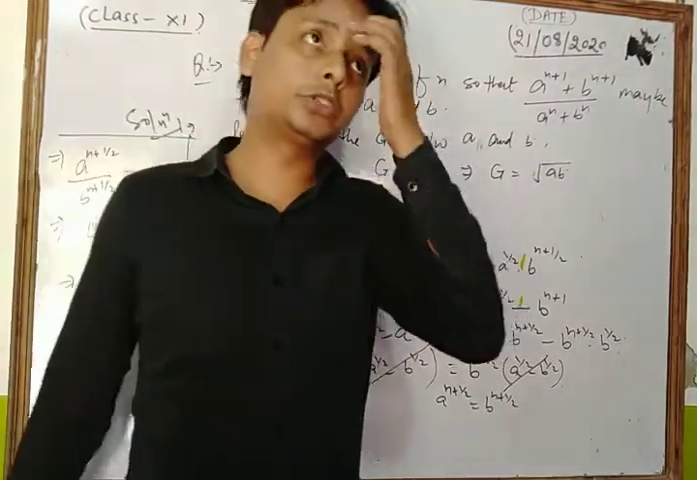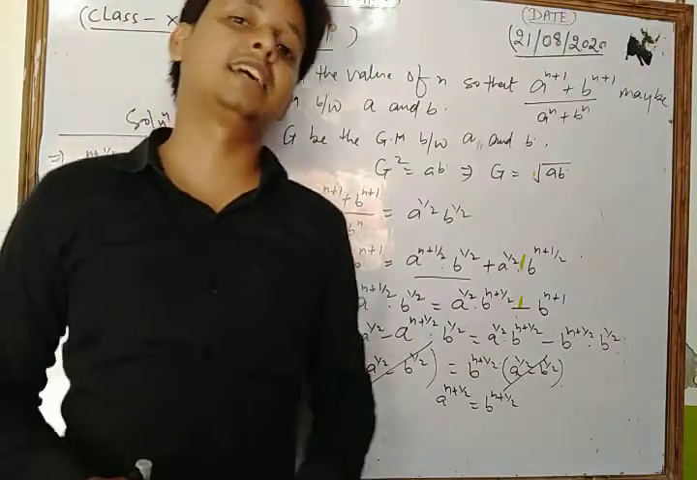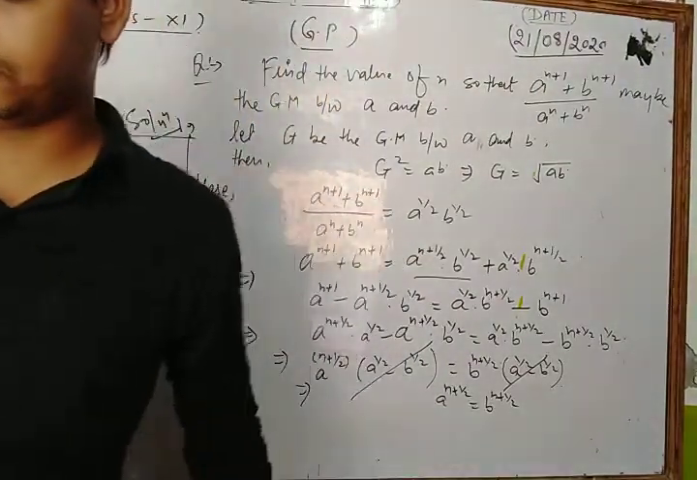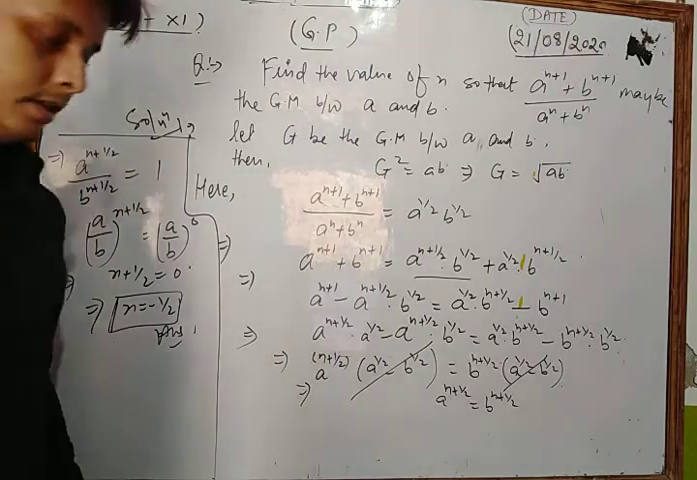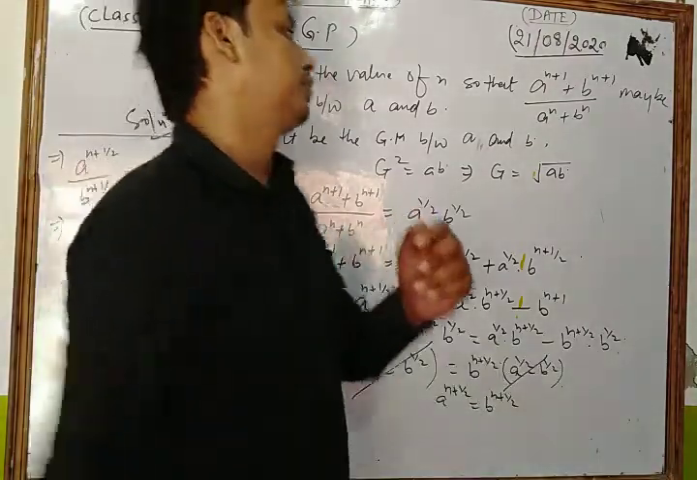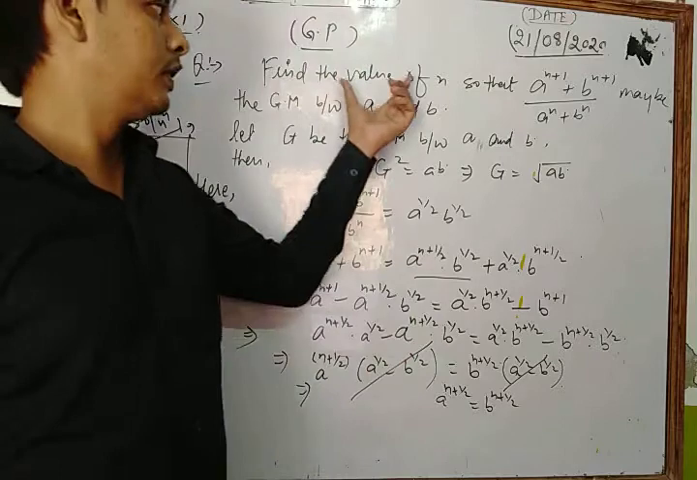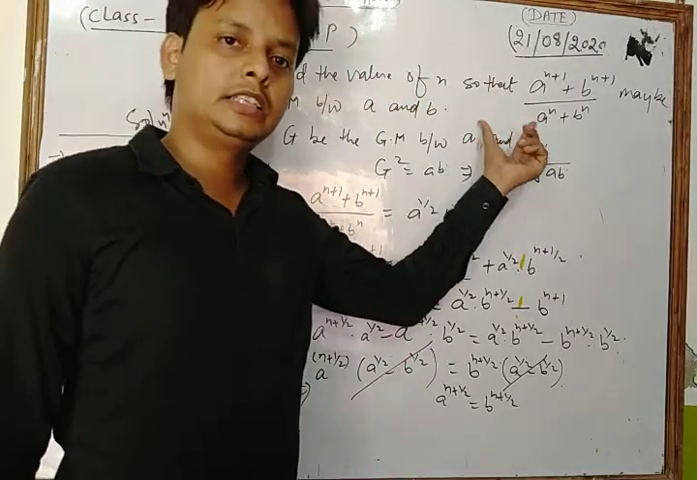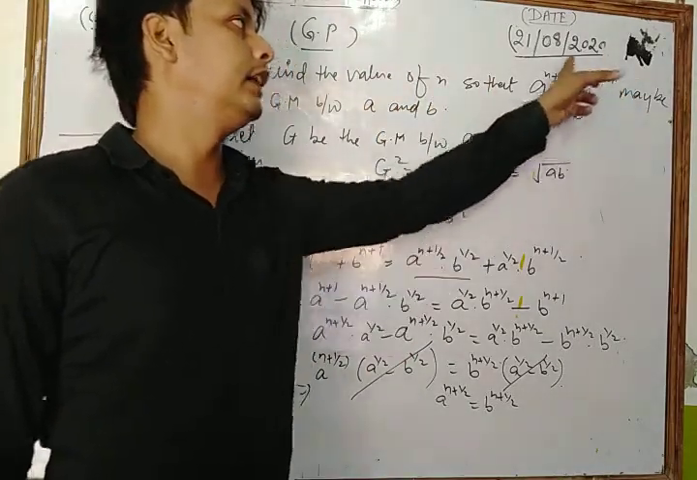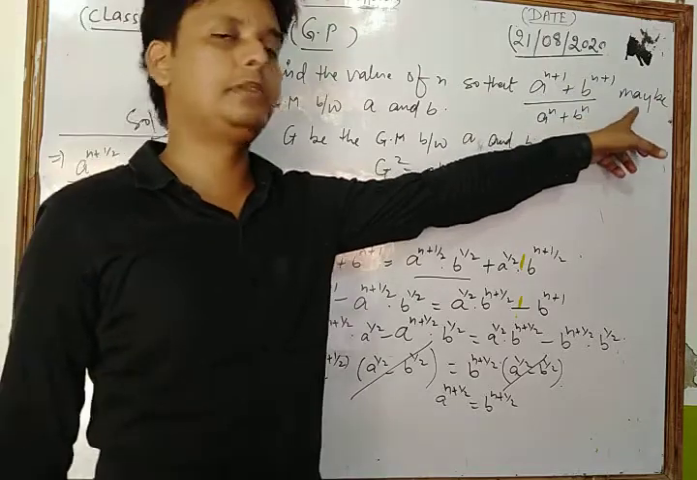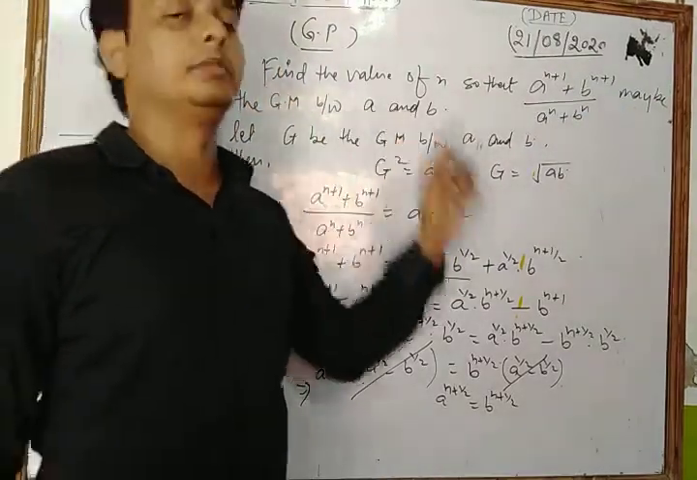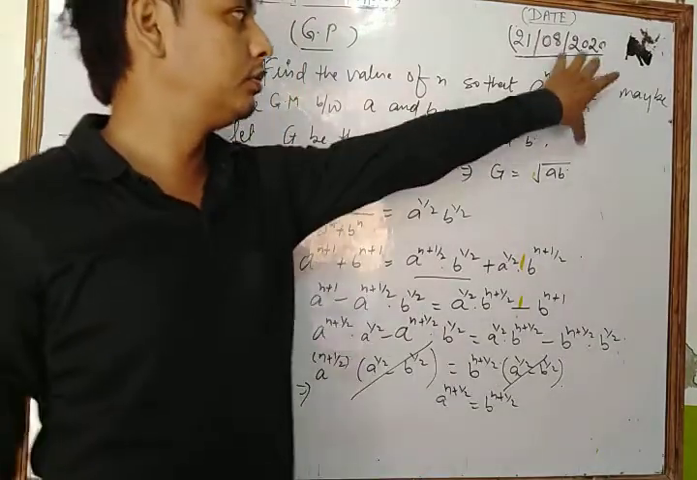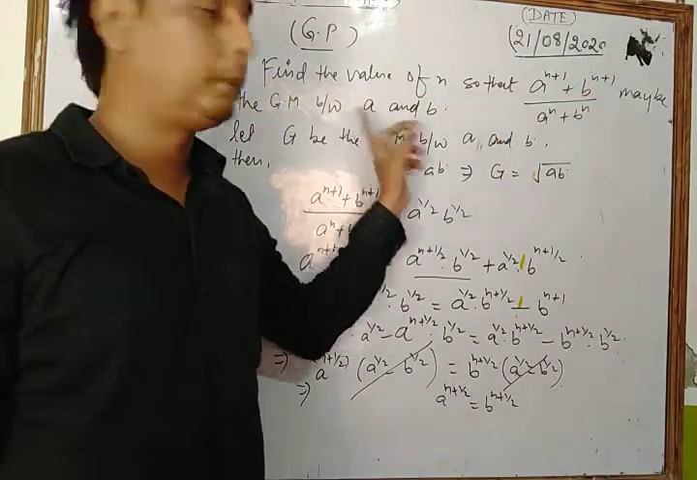This is one of the important questions of your NCERT exercise. Let's see once more, dear students. In that type of question, first of all, we find the value of n so that this value may be the geometric mean between A and B.